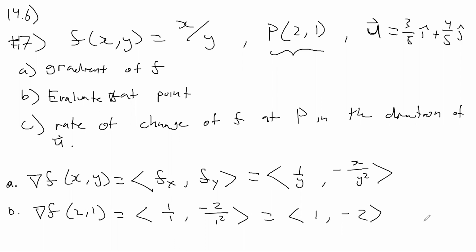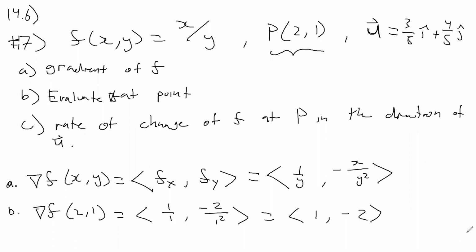For part C, I'm going to recall the equation of the directional derivative, which is D sub u of f, equal to the dot product between the gradient vector and the unit vector. Remember, u has to be a unit vector. We're trying to find the rate of change of f at p in the direction of vector u. So we just use the directional derivative formula.